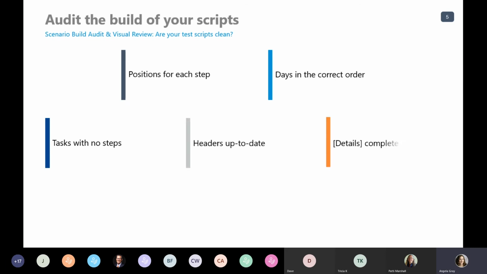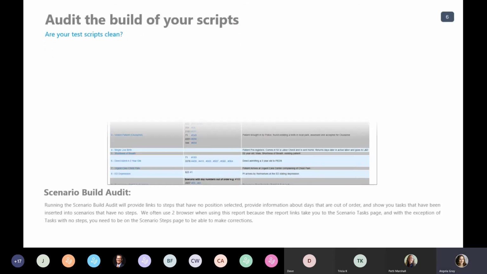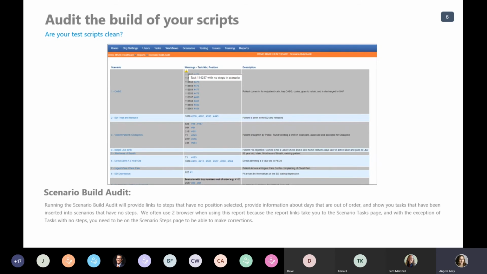Once you've done that, the next step is to look at these scenarios that you determine you're going to use. You want to look at the scenarios to make sure that there are positions selected for each step, that all of the days are in the correct order inside your scenario, that there are no tasks inside your scenarios that have no steps attached to them, that all of the headers are up to date, and that all of the details fields have been completed. So in order to make sure that your scenarios are clean, you can use the scenario build audit, which is what we're looking at here.